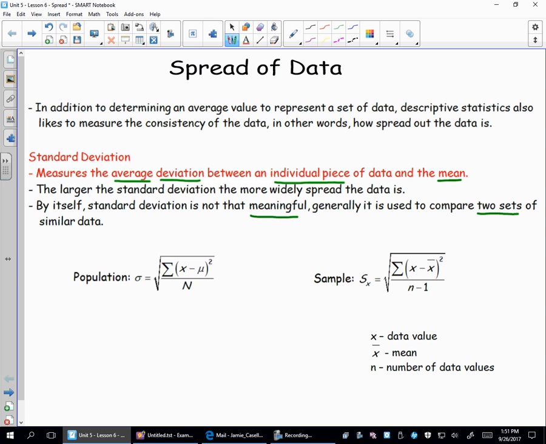So if I have a standard deviation in one class of 10 and another standard deviation in a second class of 6, the fact that 6 is smaller than 10 tells me that in that class, my data is closer together. The smaller is better, closer, consistent.